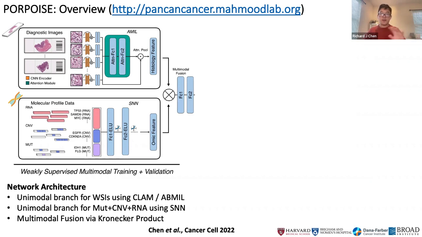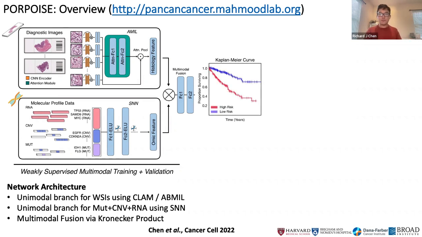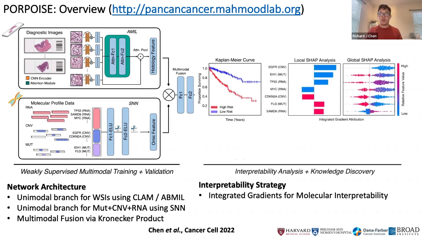However, to combine everything together, we use multimodal fusion, based on fusion via the Kronecker product. So we have both views, the whole slide and the genomics, and we combine them together to see if we can do better patient stratification. On top of that, the objective of this work was not only to do better patient stratification, but also to investigate whether multimodal interpretability will elucidate new information, and what kind of information it would find.